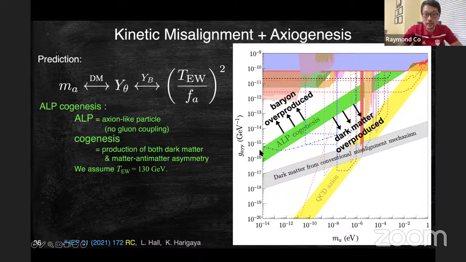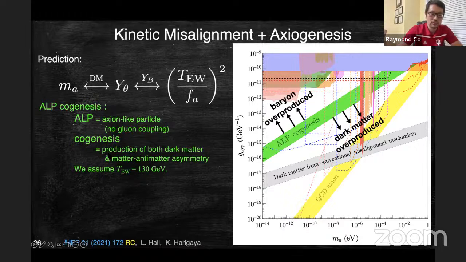So the green band here is what happens if we produce the observed amount of dark matter and the baryon asymmetry from axion rotation using kinetic misalignment and axiogenesis. So along this green band, both of them are produced correctly, and above this green band, if you require the dark matter abundance, then the baryon asymmetry is overproduced. And below the green band, if you require the baryon asymmetry, then dark matter is overproduced. We call this ALP cogenesis because this green band lives in this parameter space and it does not touch the QCD axion, so it's an axion-like particle, and it doesn't overlap until we're in the excluded region.